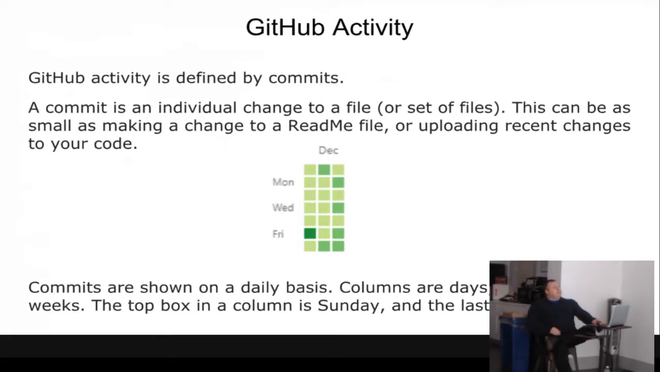So we're going to go a little bit into activity. GitHub activity is defined by commits. A commit is an individual change to a file or set of files. This can be as small as making a change to a README file or uploading recent changes to your code. Commits are shown on a daily basis. Columns are weeks and rows are days. So for example, in the upper left corner, you see Mon. Above it would be Sunday, and it runs all the way through Saturday. So a week is there, and then to the right is another week, and then another. It shows Monday through Friday how much you're committing.